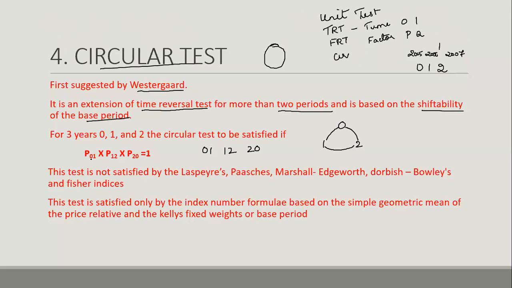So the base year here shifts, it will not remain constant. That you have to keep in mind. Okay, it works in a circular manner, and it enables us to find the index number from one period to another. From one period to another period we can calculate an index number.